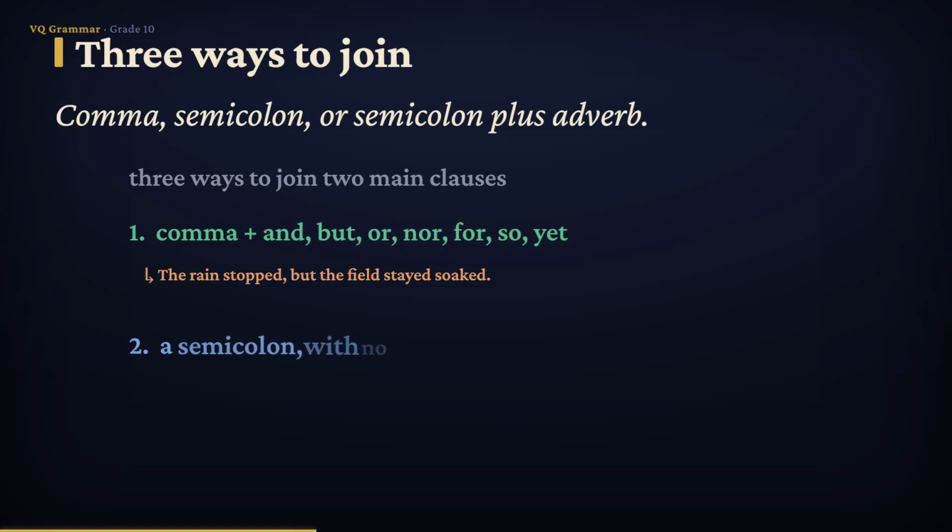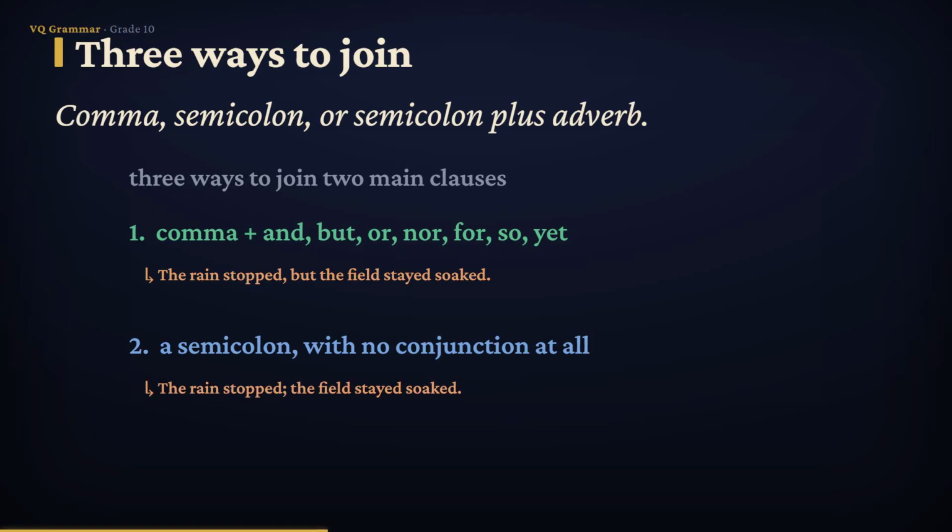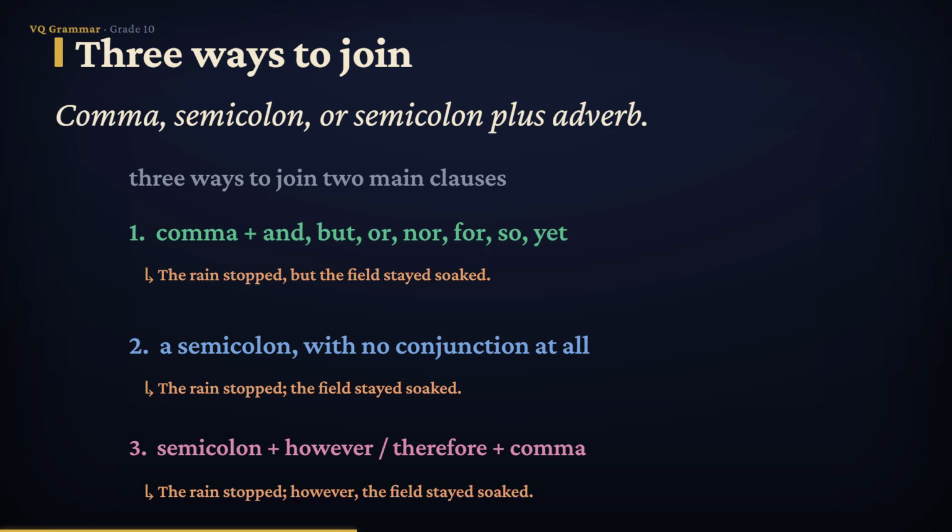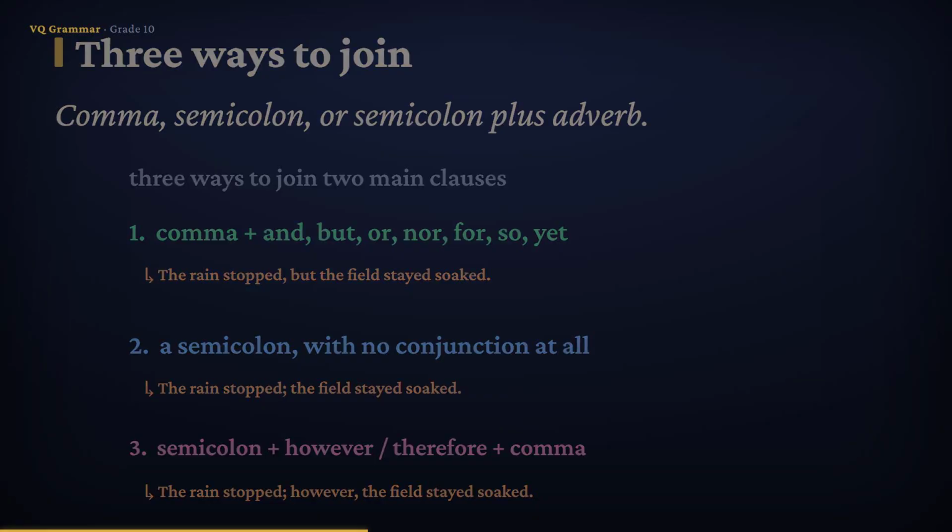Number two, a semicolon, standing all by itself with no conjunction anywhere. The semicolon does the whole job of joining, and the two clauses simply sit side by side. Number three, a semicolon followed by a conjunctive adverb, a word like however, therefore, or moreover, and then a comma right after it. Semicolon before the adverb, comma after the adverb. Same two clauses every time, three different joins.